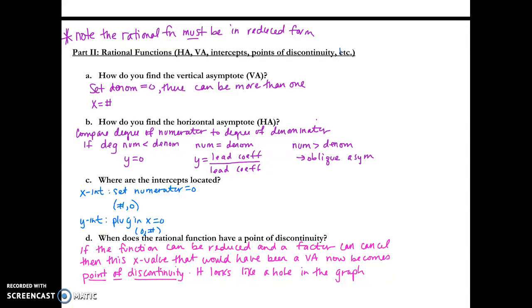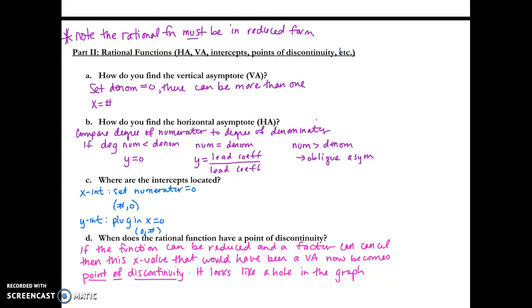If the degree of the numerator is less, then the horizontal asymptote is automatically y equals 0. If the degrees are equal, then we divide their lead coefficients, and if the degree of the numerator is greater, then we have an oblique or a diagonal asymptote. To find the intercepts, to get our x-intercept, we're going to set our numerator equal to 0 and solve, and then we'll write it as an ordered pair, a number, comma 0. To find our y-intercept, we plug in x equals 0, and our intercept will be of the form 0, comma number.